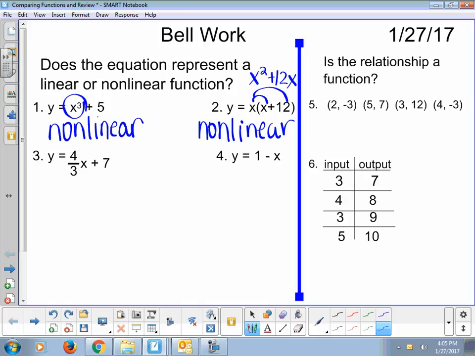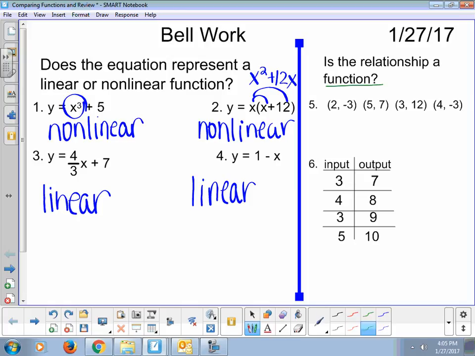For number 3, y equals 4/3 x plus 7. That is linear because it's written in the form y equals mx plus b. And for number 4, y equals 1 minus x is also linear because it's written in the form y equals mx plus b.